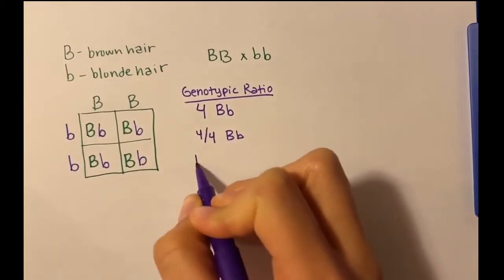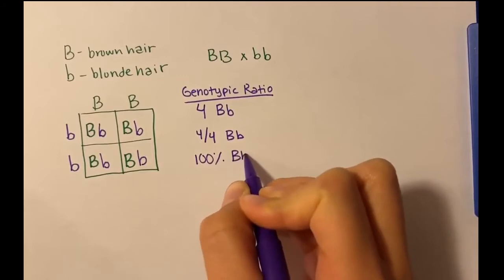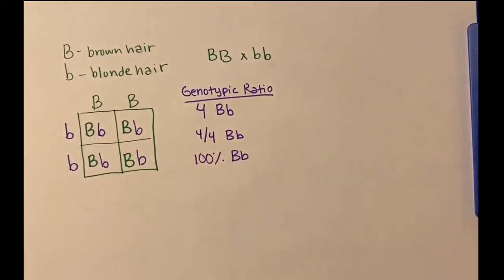If 4 out of 4 of the resulting combinations are big B, little b, then 100% of the offspring will have the genotype big B, little b. 100% of the offspring will be heterozygotes.